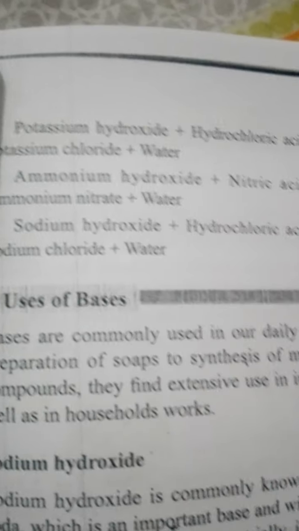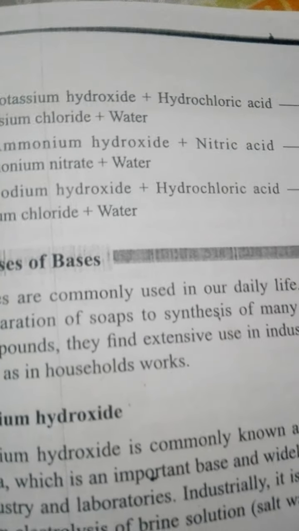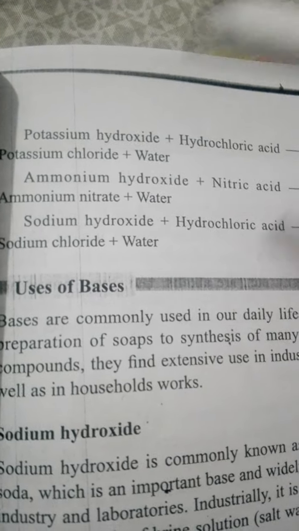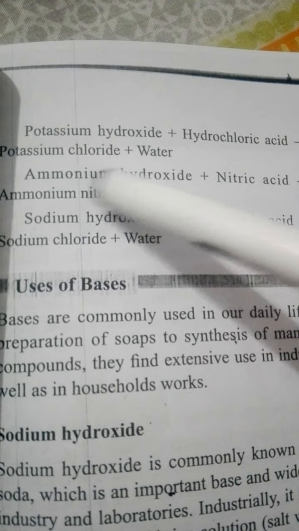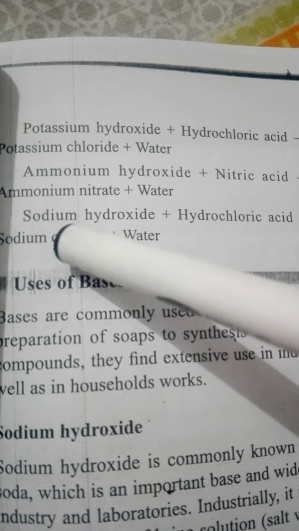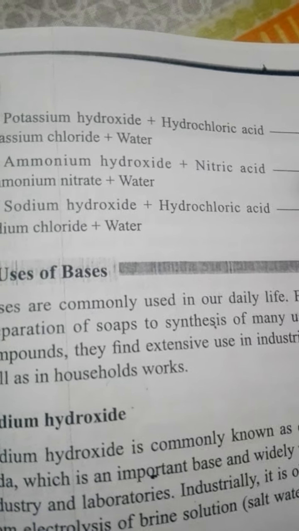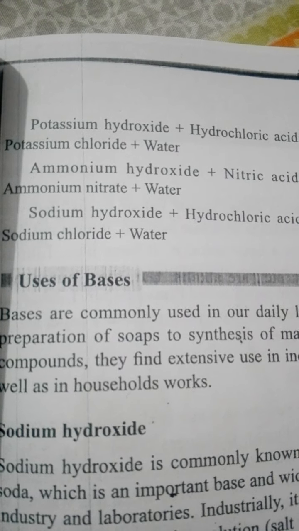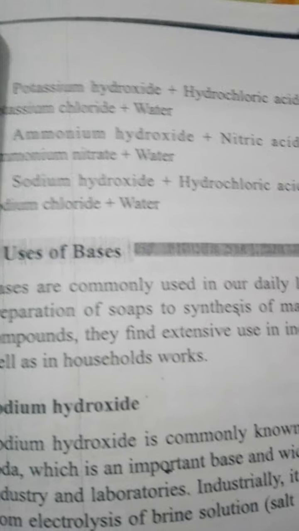Then these are the reactions. You have to read these reactions carefully. Potassium hydroxide plus hydrochloric acid, they produce potassium chloride plus water. Ammonium hydroxide plus nitric acid, they produce ammonium nitrate plus water. Sodium hydroxide plus hydrochloric acid, they produce sodium chloride plus water.